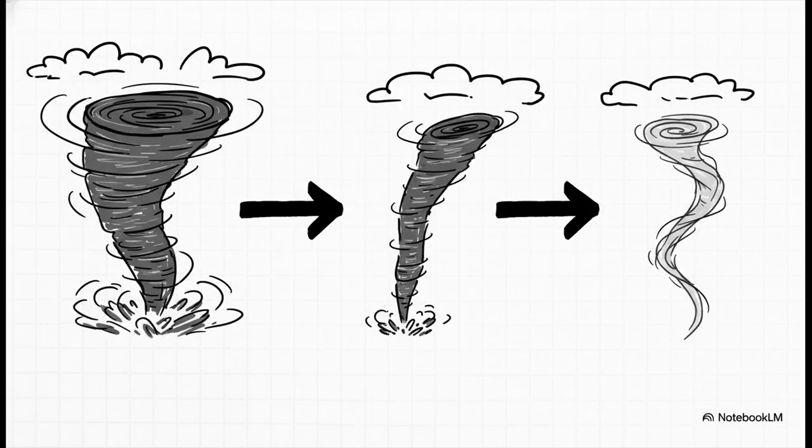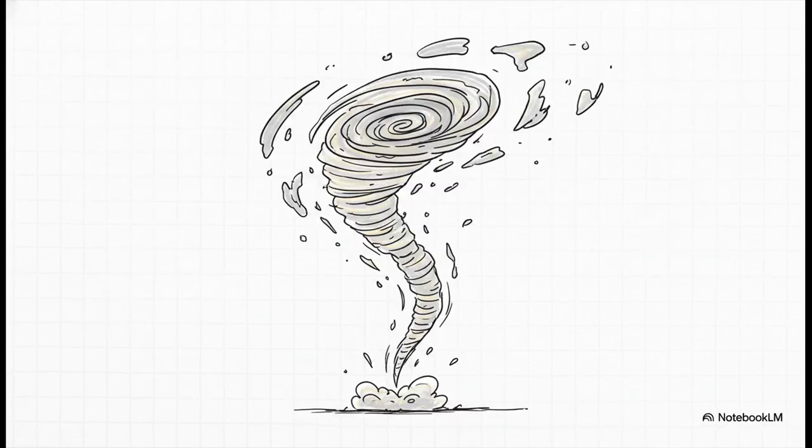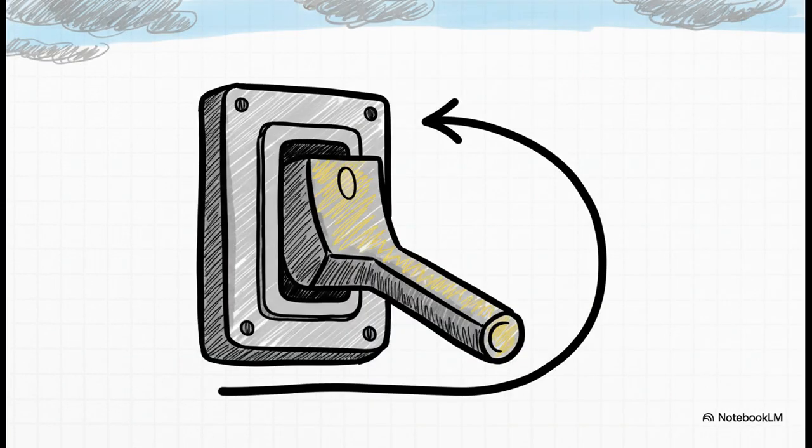And the collapse can be unbelievably fast. The visible funnel narrows, becoming thin, almost like a rope. The connection to the ground is lost. That violent rotation just starts to break apart. And then, just as quickly as it formed, it's gone. It doesn't just fade away, it ends. The machine has been switched off.